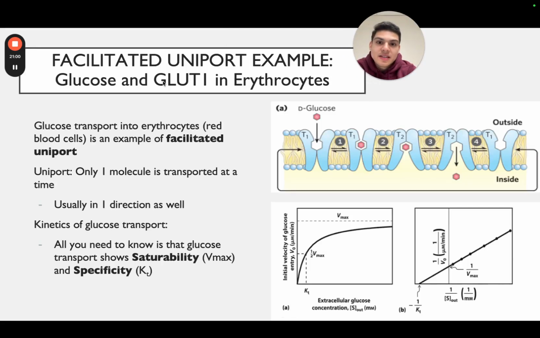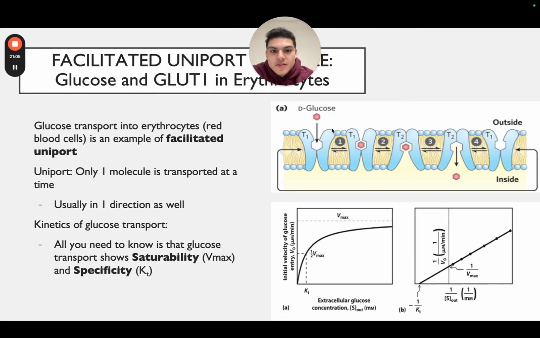So an example of facilitated uniport is glucose and GLUT1 in erythrocytes. Essentially glucose can't pass the plasma membrane by itself, so it can't just diffuse. It's going to use these glucose transporters, which allow it to transfer through. So basically it's open, glucose binds in, and once it's bound, then it changes conformation. Once it changes conformation, the glucose can leave. And then it resets back to its native state once it leaves. And it's usually one direction, down its concentration gradient. That's the general rule of thumb because we're not using ATP for this unless it's stated otherwise.